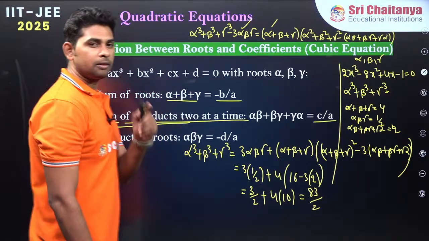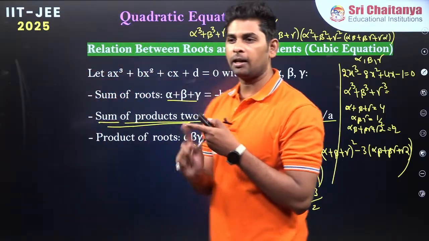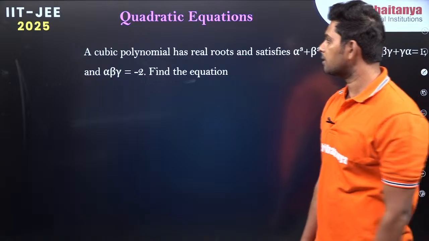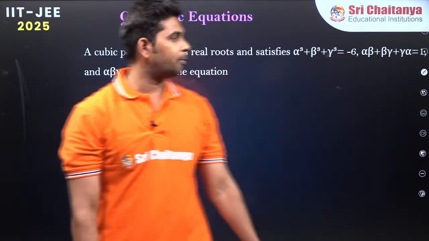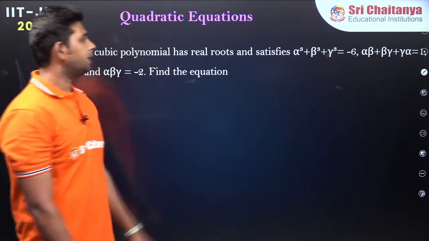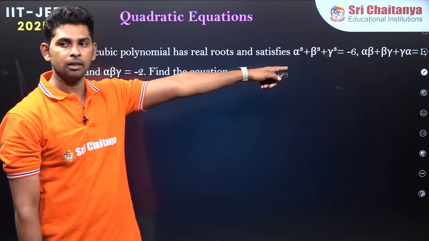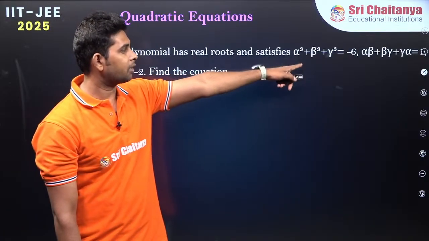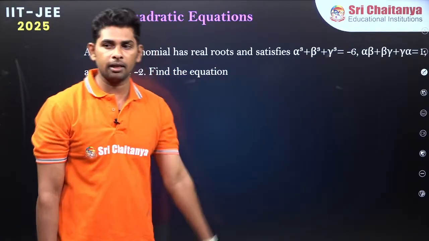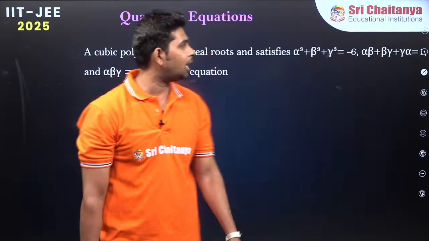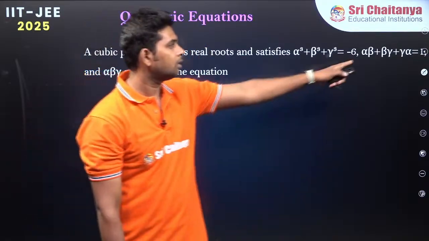Right, now this comes to the challenging part of this. Now your question is: alpha, beta, gamma are the roots of an equation, and I am asking you to form the equation for which alpha cube plus beta cube plus gamma cube is minus 6 and alpha beta plus beta gamma plus gamma alpha is equal to 1.